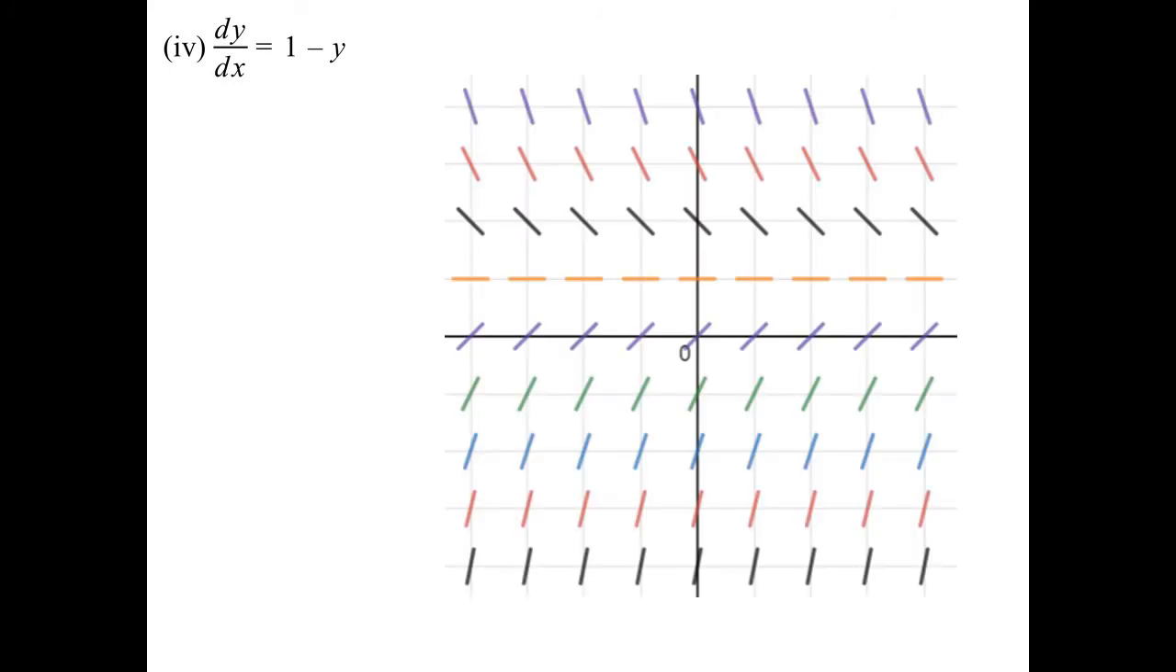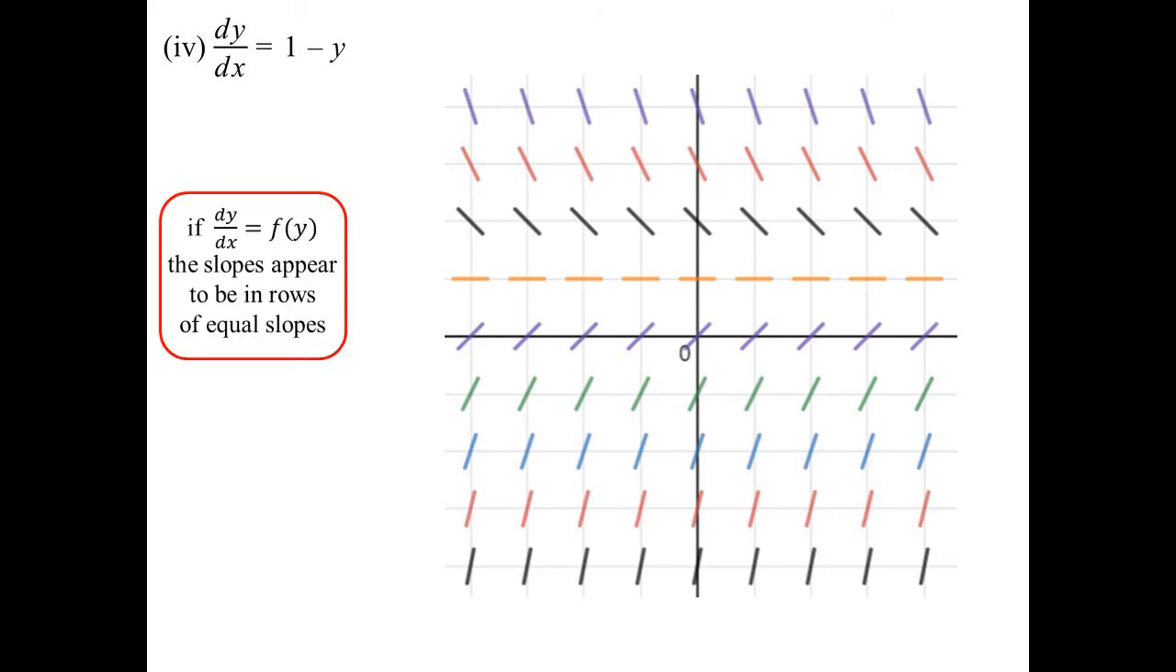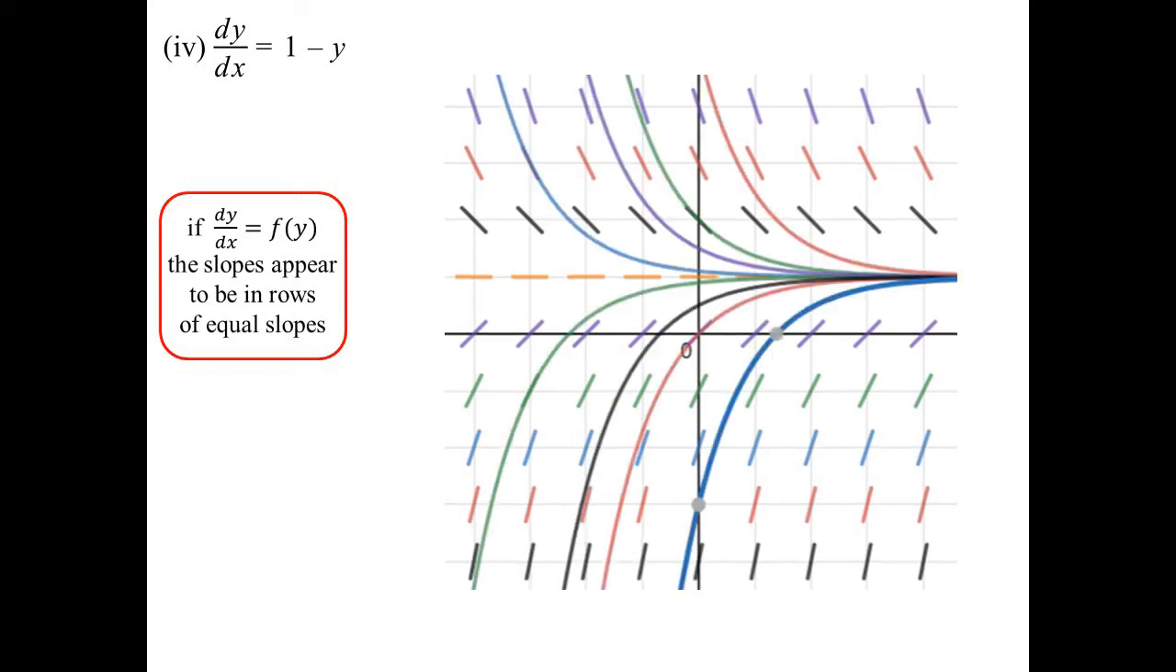Okay, dy/dx is 1 minus y. Now, this time, notice the derivative is a function of y. There's no mention of x. So now, instead of the columns having the same slope, the rows are all the same as you go across, because now the x value is not having an effect on the derivative.